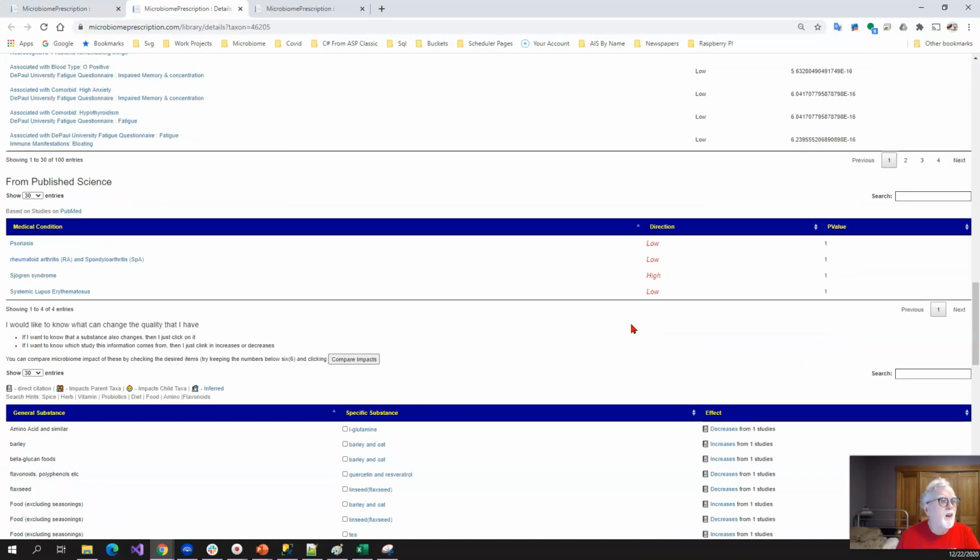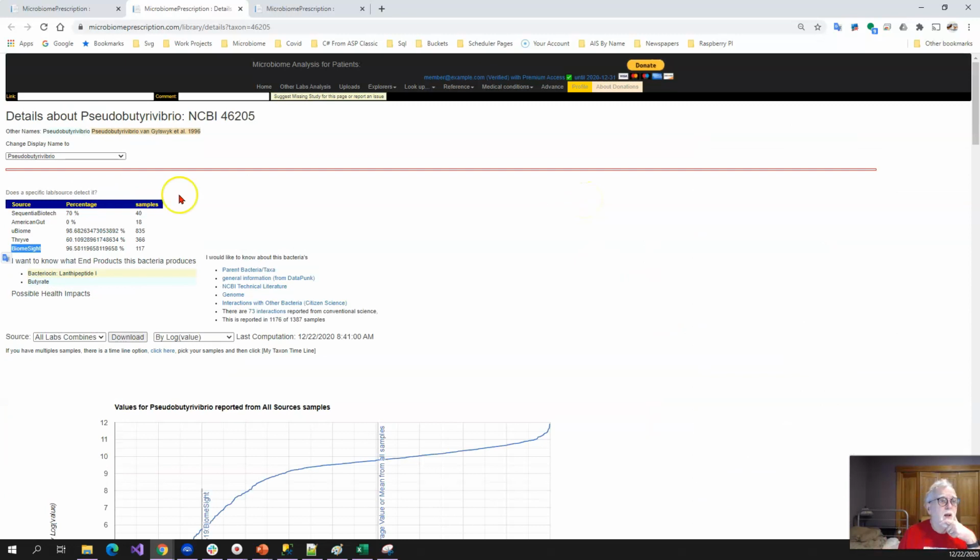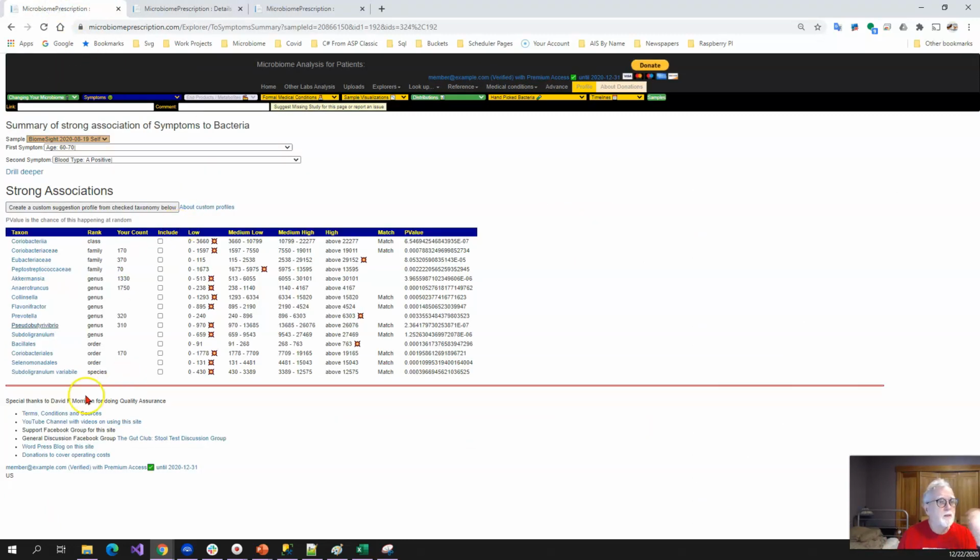Okay, so we have there, and now we have medical conditions. If they have been reported for any medical condition, for example, low levels are associated with psoriasis, high levels with Sjögren's or dry eye syndrome. And then down below, we have a lovely bunch of information about what foods or other things increase or decrease this particular bacteria, which just comes back to the recipe cookbook, which we'll be coming to later. So that gives you information about a particular bacteria.